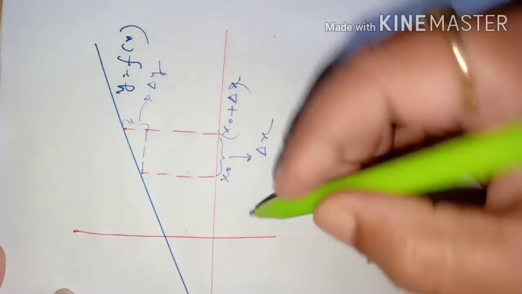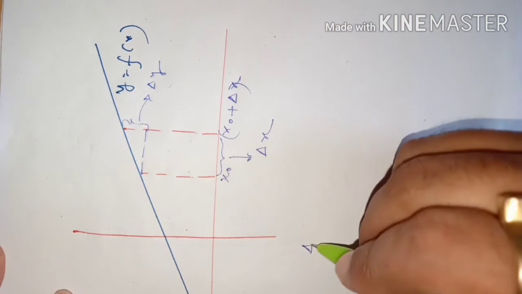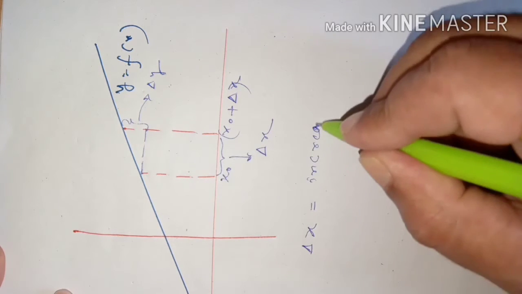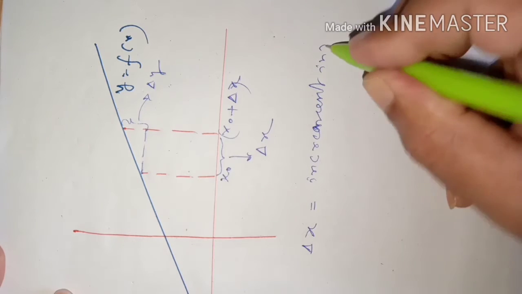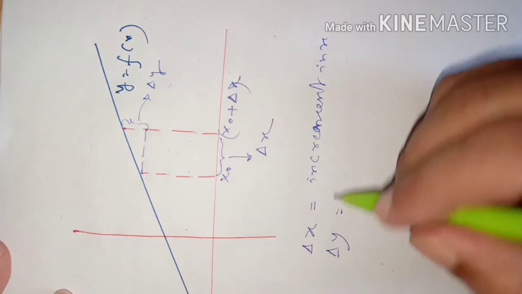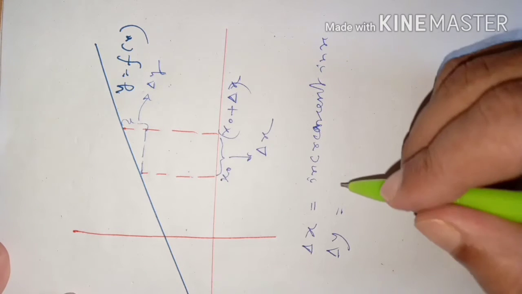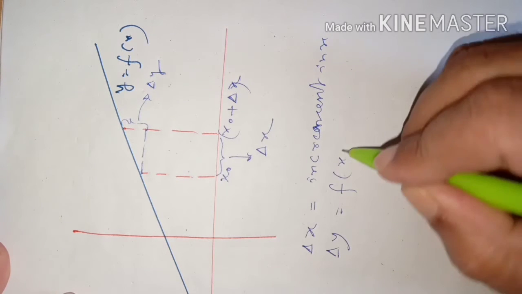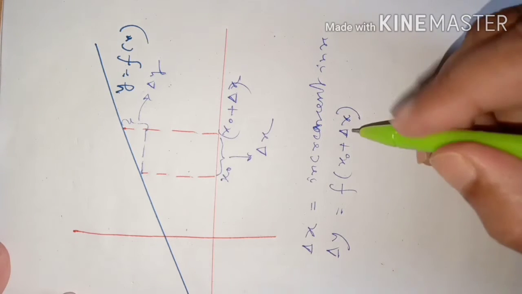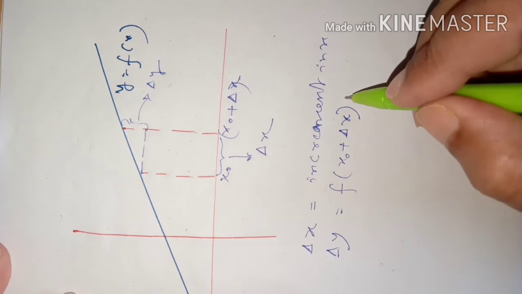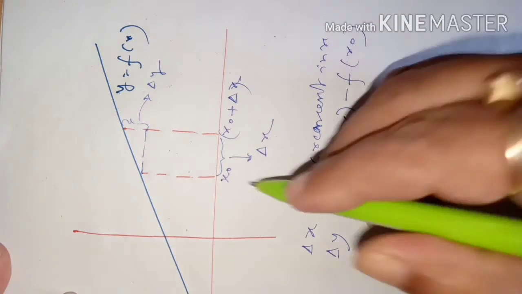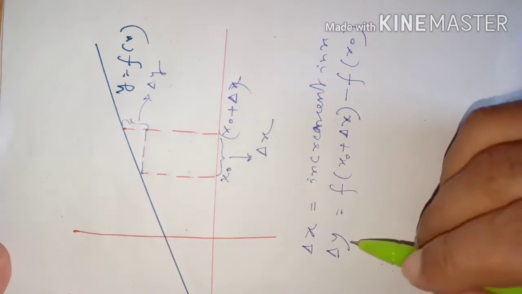Okay, so when we say delta x, we understand that as the increment in x, but by delta y we mean the increment in y, that is actually how it is calculated: f of x plus delta x, or x naught plus delta x, minus f of x naught. You can simply say x also. So you see delta y is this one.